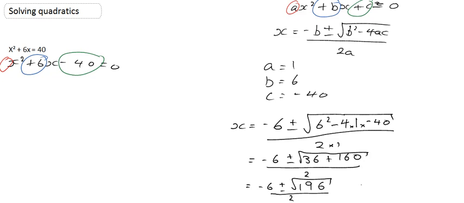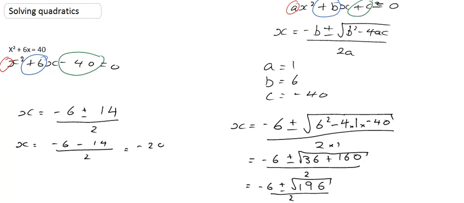I've run out of space going over there, so I'm going to come over here. x equals minus 6 plus or minus, right, the square root of 196 is 14, divided by 2. So I've got x equals minus 6 minus 14 divided by 2, which is minus 20 divided by 2, which is minus 10. And I've got x equals minus 6 plus 14 divided by 2, which is 8 divided by 2, which is 4, which are the same numbers we got before.